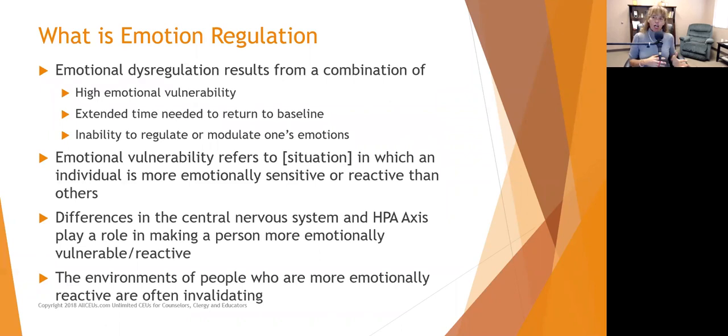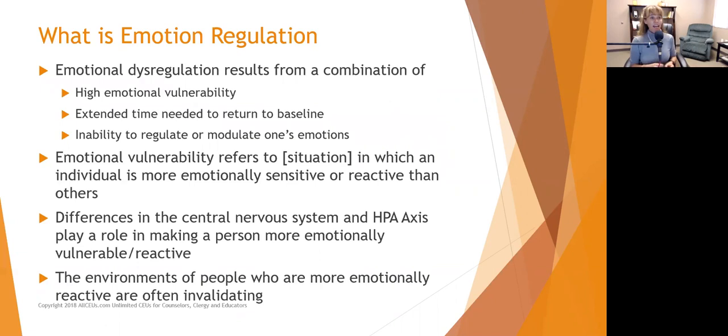So we want to talk about what makes people vulnerable, and it'll differ for people in your group. Differences in the central nervous system and HPA axis play a role in making people more emotionally vulnerable or reactive. So, you know, again, that is important to be aware of. Some people have hypocortisolism, which we talked about yesterday, or hypercortisolism.